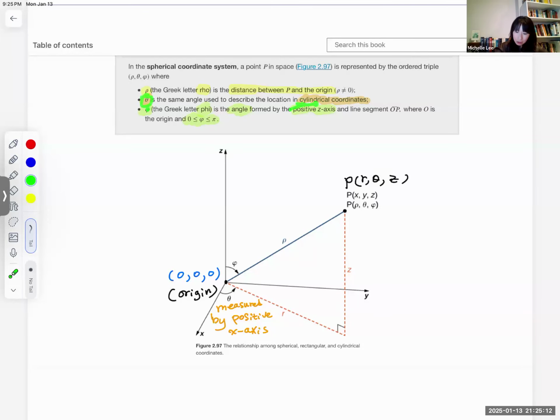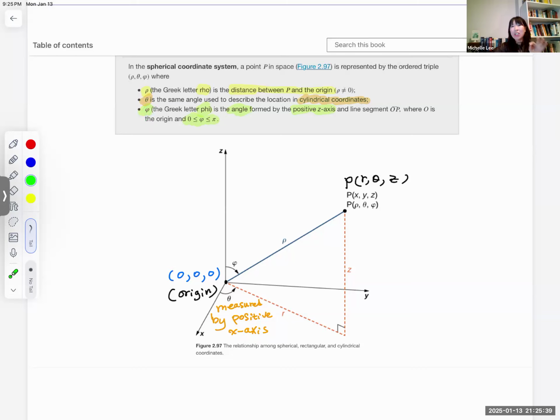Okay, we have an angle theta. It's the same measurement as in the cylindrical coordinate system, which means we measure that angle theta from the positive x-axis, right? So this is the positive x-axis and we measure the same way. And then there is a phi.